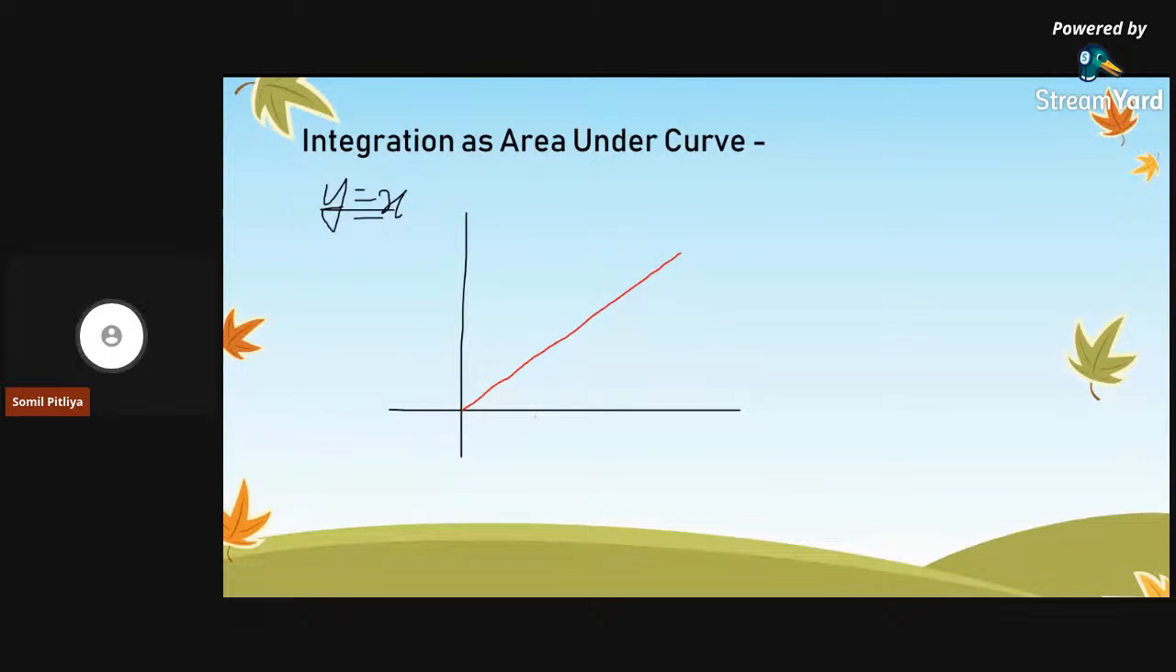None of you would find this area using integration; all of you would just make a triangle and find the area. But you can find this area by integration also. Suppose this is my area. How can I find it? I will just integrate my function, y is equal to x. So the area will be the integral of x dx, which is x square upon 2.